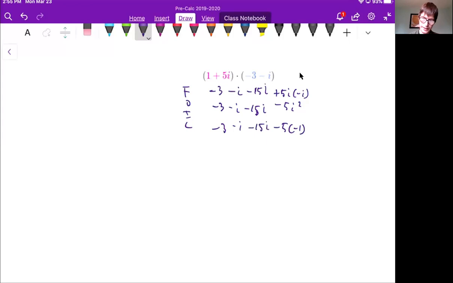The minus i and the minus 15i can combine together just like any other variable would. So that becomes minus 16i. The -3 stays at -3. The minus 5 times -1, that's plus 5. Minus times minus is plus. The -3 and the plus 5 come together to become a positive 2. So that's 2 minus 16i. That's in the a plus bi form. And that's it. We're done. 2 minus 16i. Cool.